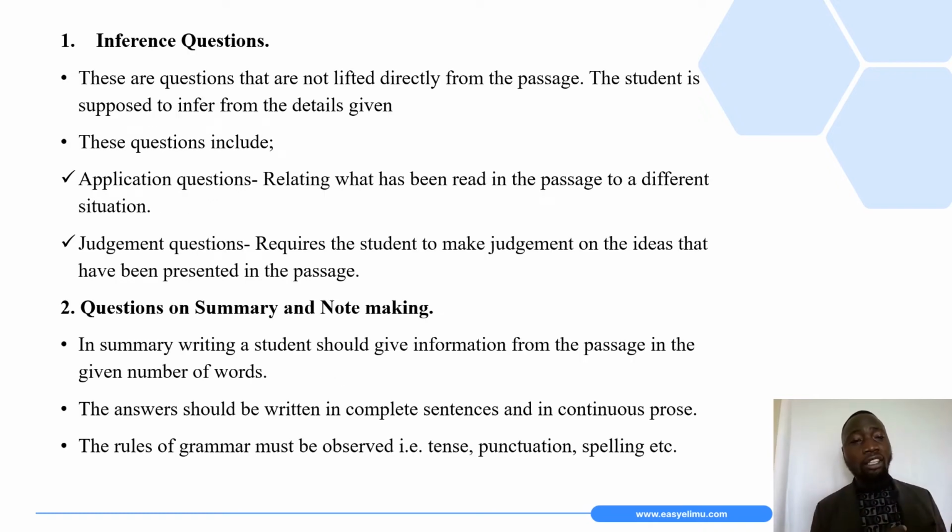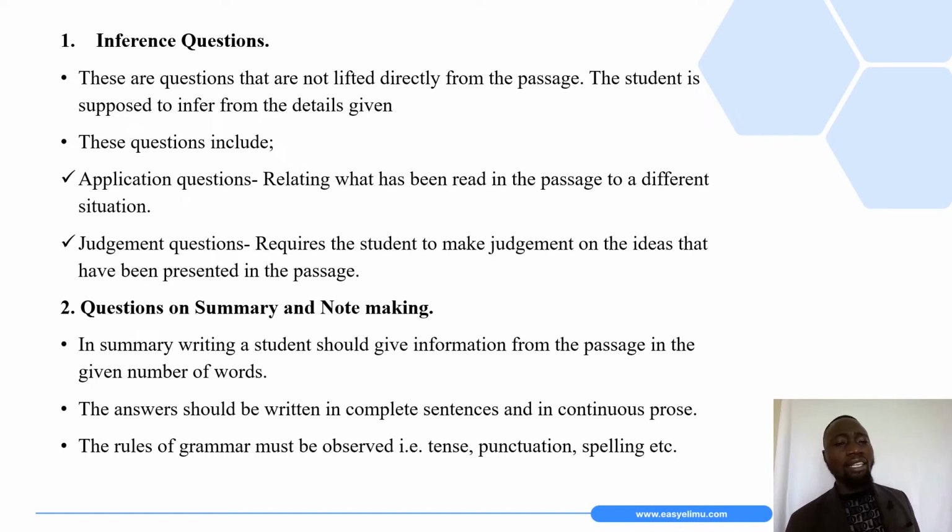So there is also this second division, that is inference questions. These are questions that are not lifted directly from the passage. So here the student is supposed to infer from the details given. These questions, we are told, include application questions, that is questions relating what has been read in the passage to a different situation. Are you able to relate? So if we have got some moral lesson that is learned from the passage, then the question is, are you able to relate what is there to a different situation? Maybe a true life story, it doesn't matter.